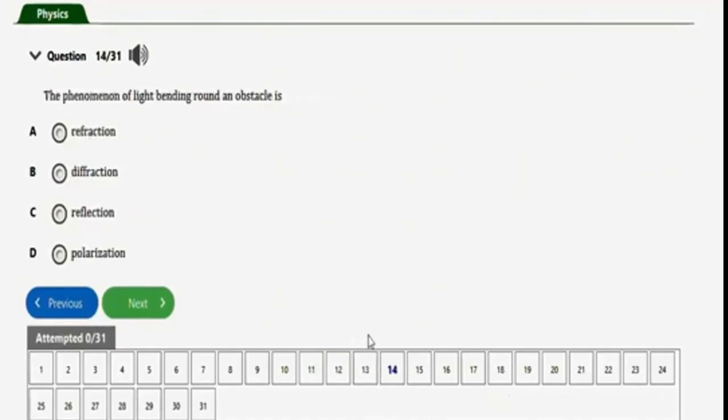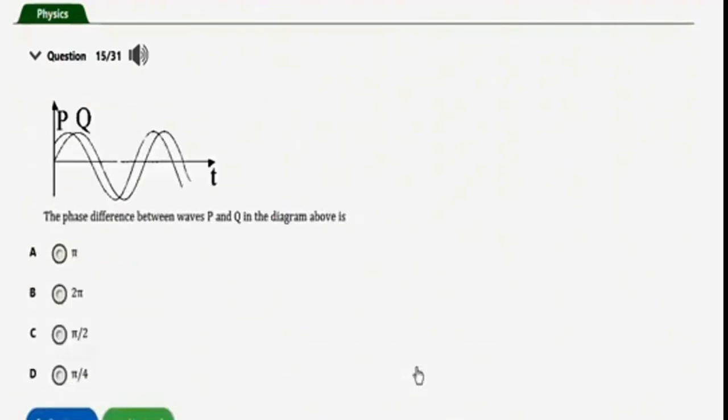Alright, so this question says the phenomena of light bending around an obstacle is what? So the correct option here is option B, which is diffraction. Okay, so let's go to the next question, which is this one. It says the phase difference between waves P and Q in the diagram above is, we have pi, 2 pi, pi over 2, pi over 4. Now guys, take note of this particular question. The correct option here is option C, which is pi over 2, the phase difference between the waves P and Q in the diagram above. Alright, so let's go to the next repeated question, which is this one.